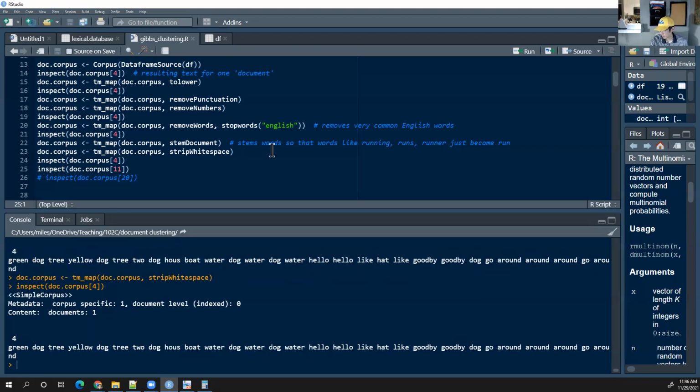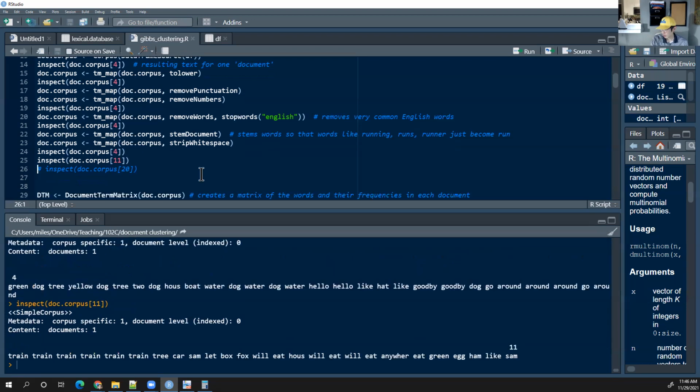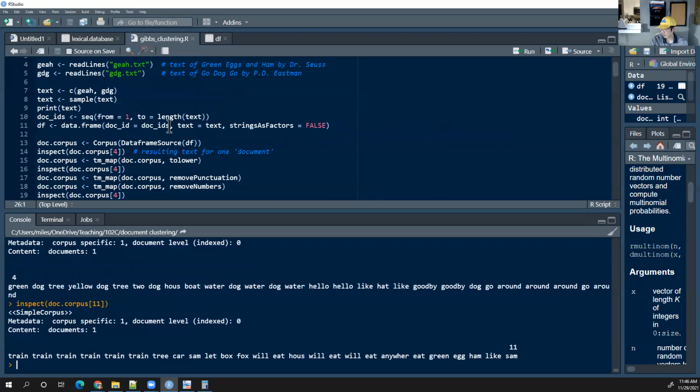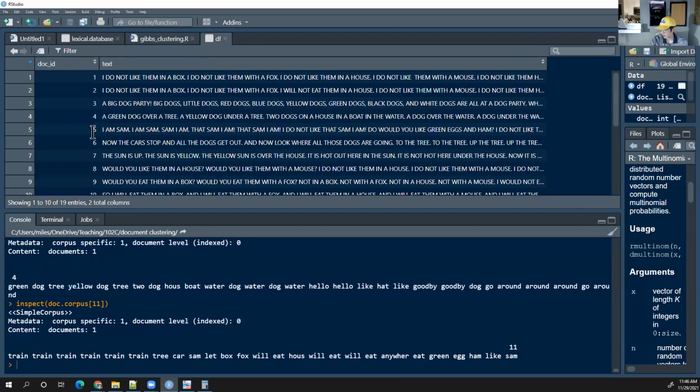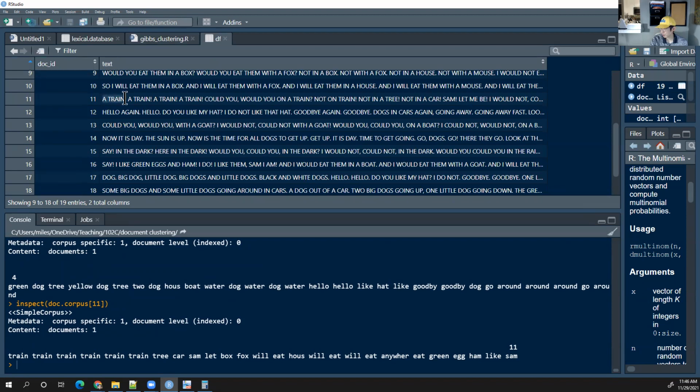So this is what the document looks like at the end. And here's another line, whereas if we look at the original line, it says a train, a train, a train, a train. Could you, would you on a train? Not on a train, not in a tree, not in a car. Sam, let me be, right? And what does it become? It becomes train, train, train, train, tree, car, Sam, let. Sam, let me be becomes just Sam, let, and then it says, I would not, could not, right?